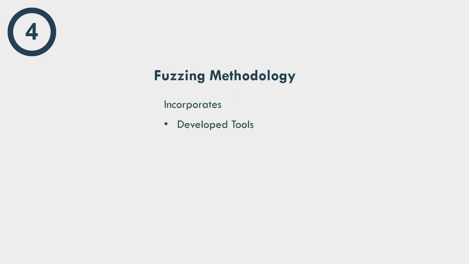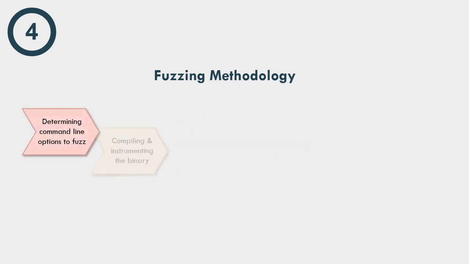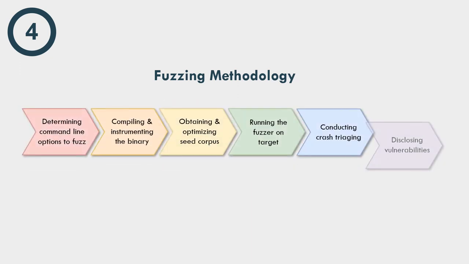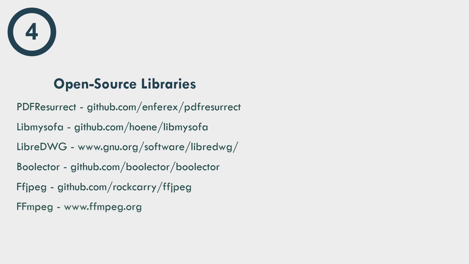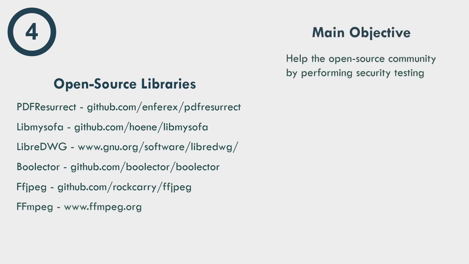Before we start fuzzing, a methodology for fuzzing was developed which incorporates the tools developed in the report, the evaluation of fuzzing techniques, and current best practices. The methodology can be broken down into the following 6 stages. Using this methodology, fuzzing was conducted on 6 open source libraries. The main objective was to contribute to the open source community by discovering security vulnerabilities in these projects.